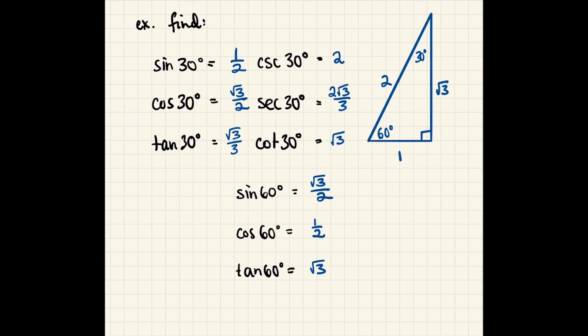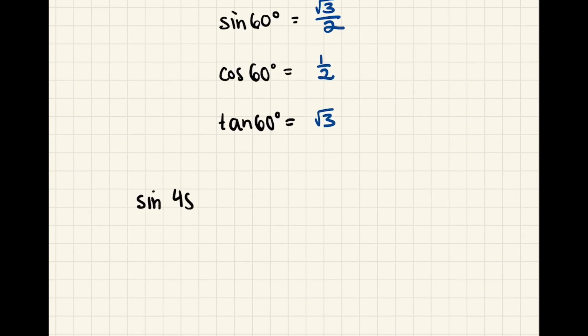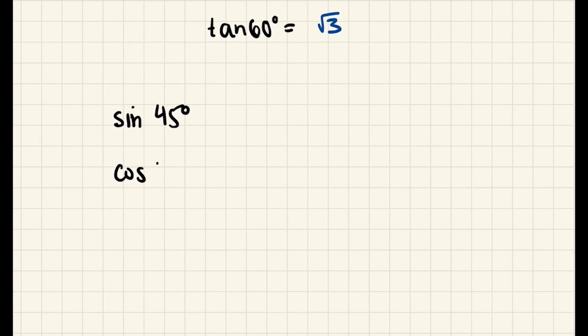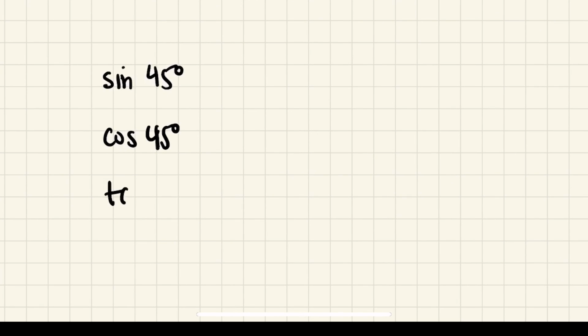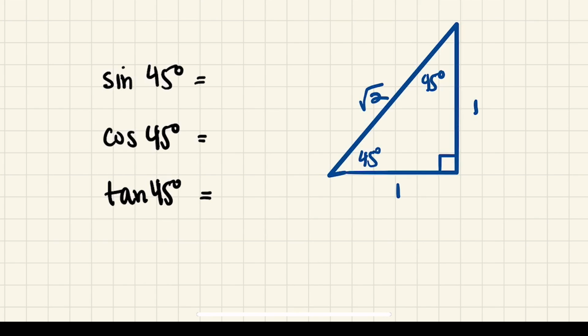All right, let's do 3 more. How about sine of 45 degrees? Cosine of 45 degrees? And tangent of 45 degrees. Well, we're going to need the other triangle for that, aren't we? So I encourage you to learn how to draw that one. Again, it really just takes a few seconds to learn it. So there's the 45, 45. So this is a 1, 1, root 2 triangle.